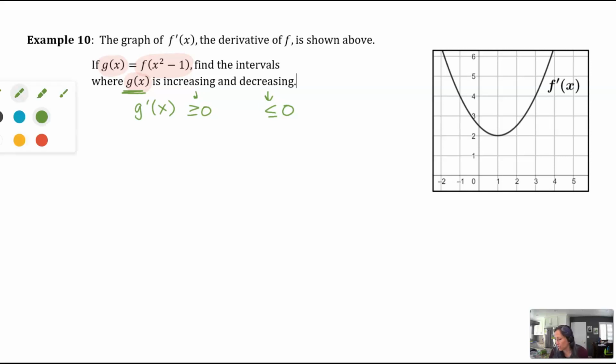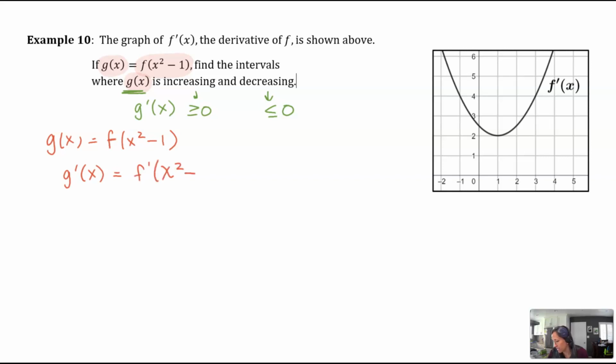And we need to recognize that if our original g of x is equal to this nastiness, we have to use our chain rule. So we take the derivative of the outside function, leave the inside the same, times the derivative of our inside function, right? So that's what we're going to get. So we want to know, if we're finding our critical values, when is this either equal to 0 or undefined?